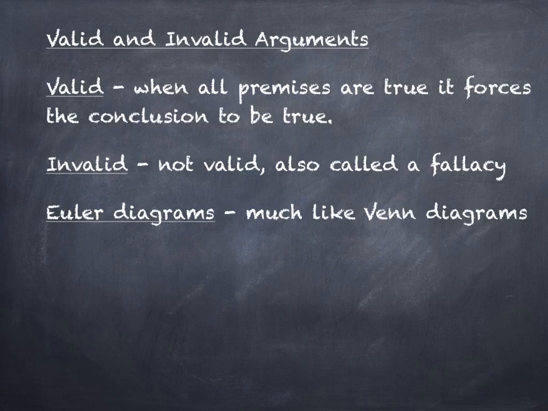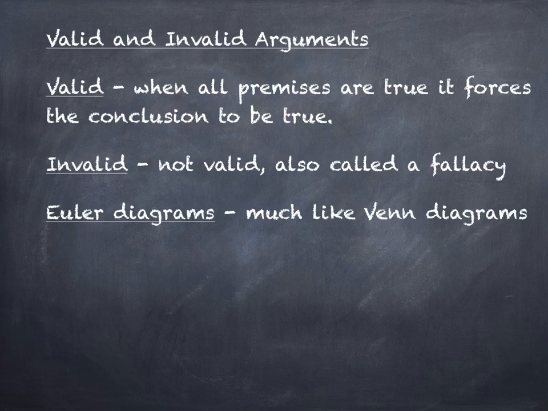Valid arguments state that when all the premises are true, it forces the conclusion to be true. In other words, if I buy into certain facts at the beginning, the rest of it has to follow. If I can show you that the first pieces actually work, then you have to follow through with my argument and say, then yes, I have to come to the same conclusion you do. And then an invalid argument is not valid, exactly the opposite, right? And it's also called a fallacy. We'll use those phrases interchangeably.